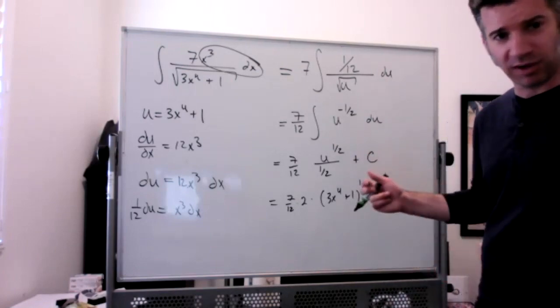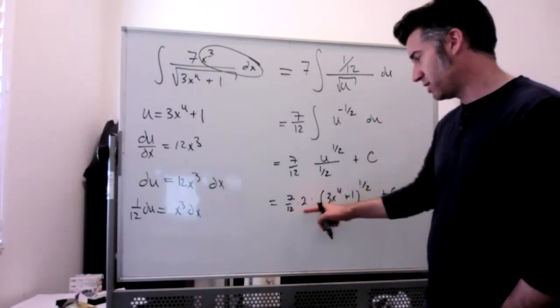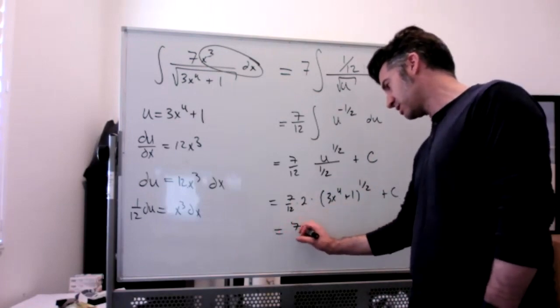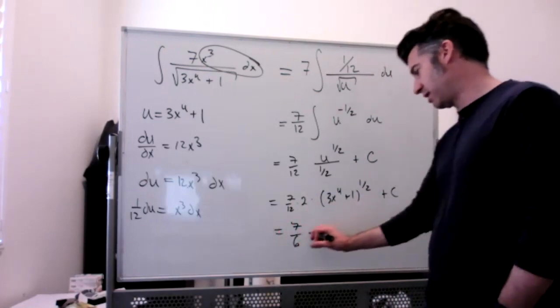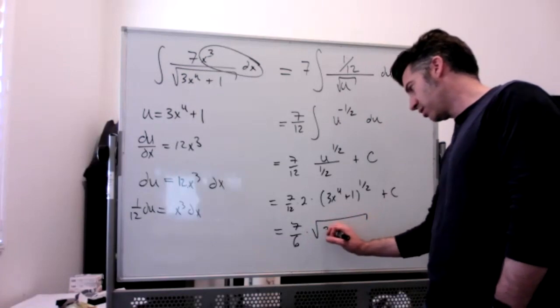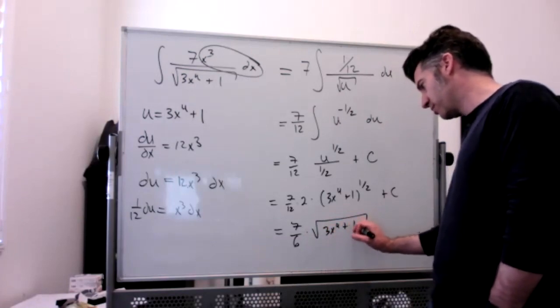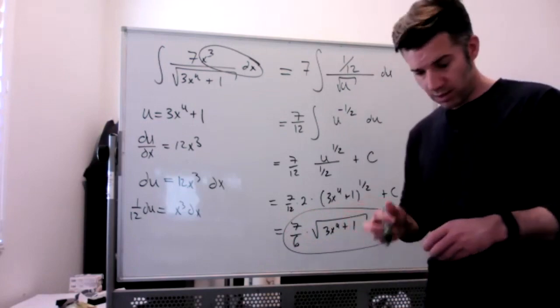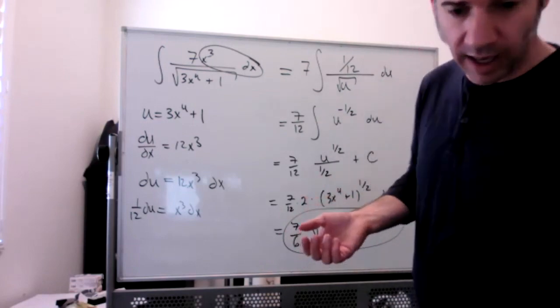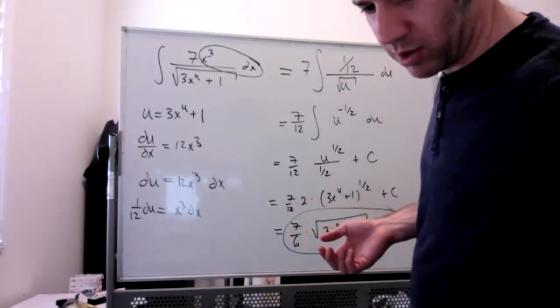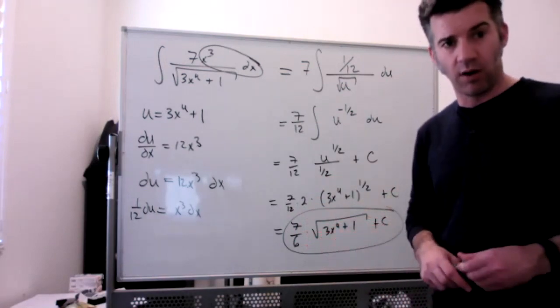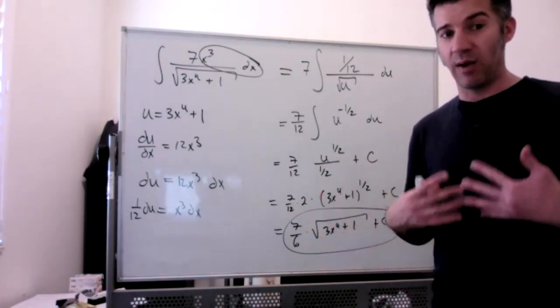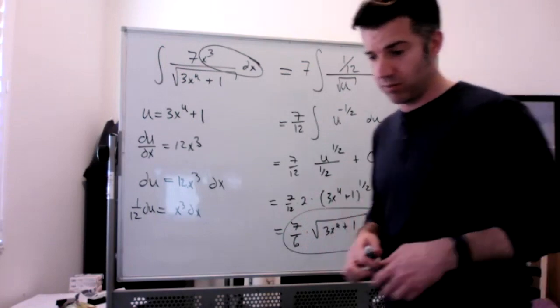Not my best work. So anyway, 7/12 times 2 is going to be 7/6. And I would probably rewrite this as the square root of 3x to the 4th plus 1. Although it's not absolutely necessary to do that. So when we're looking at something that we think is a u substitution, we are always on the lookout for, is the derivative of the thing I want to pick for u also in my integral?